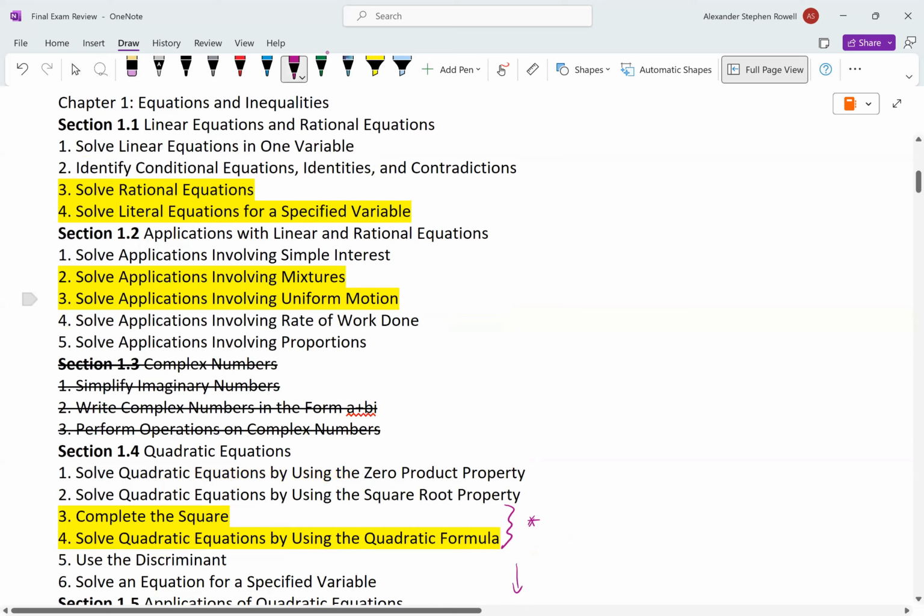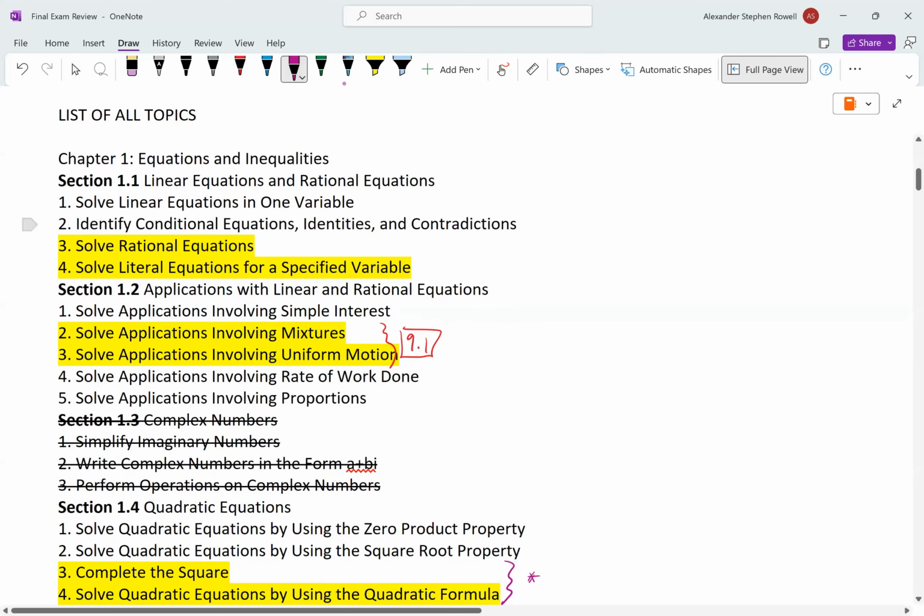And I already said mixture and uniform motion, but I'll ask it in the system of equations section. So there's more practice here if you want, but I'm just going to ask one of those, likely from section 9.1. I don't think I'm going to have time for one of these, but this is a possibility, a rational equation with fractions.